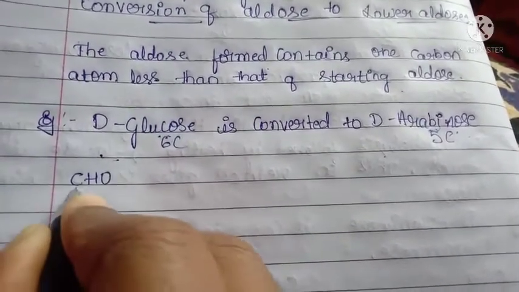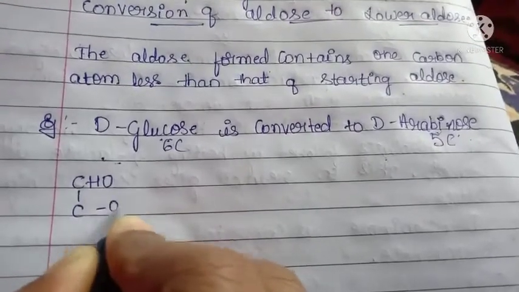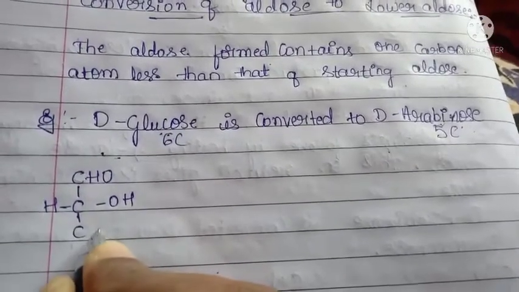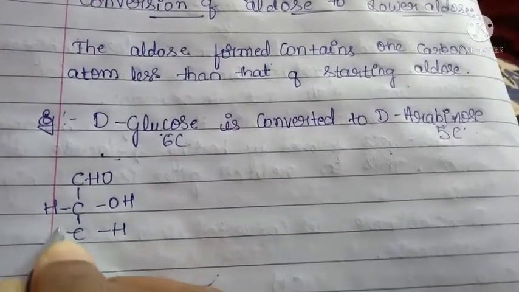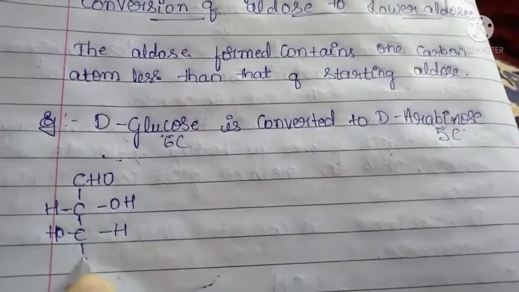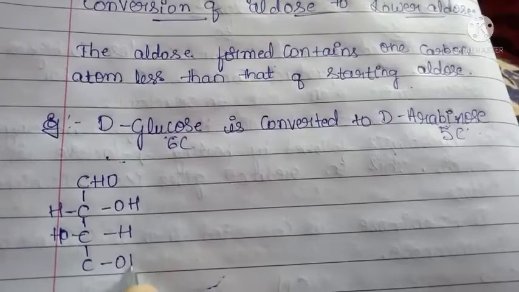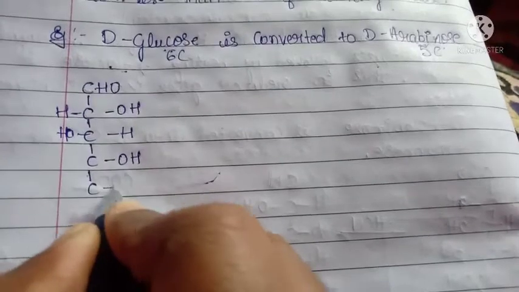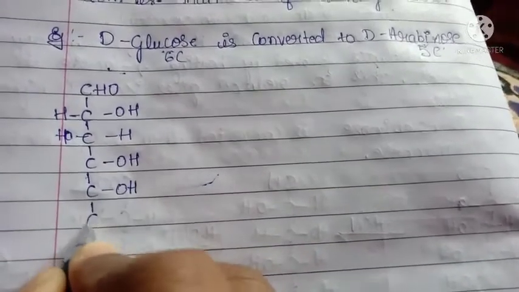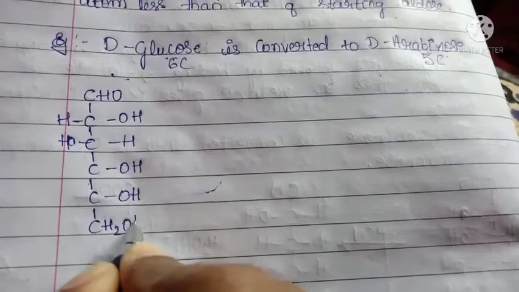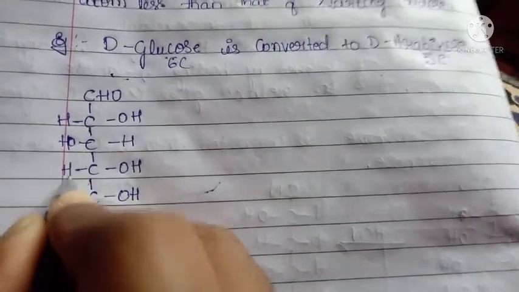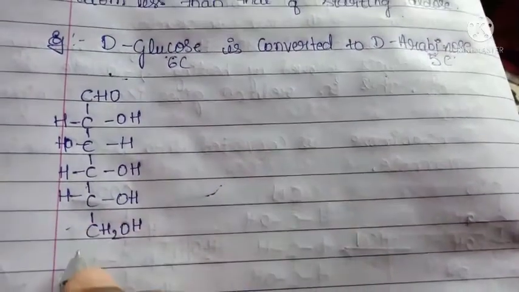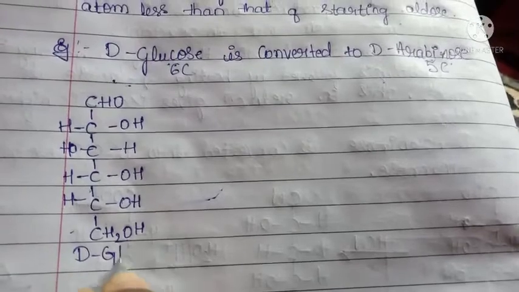CHO, HCOH, HOCH, HCOH, HCOH, CH2OH. Okay, this is the structure of D-glucose.